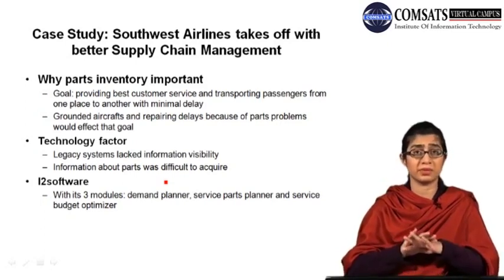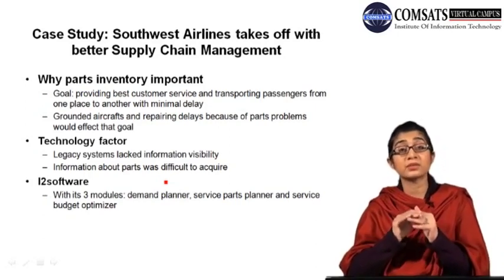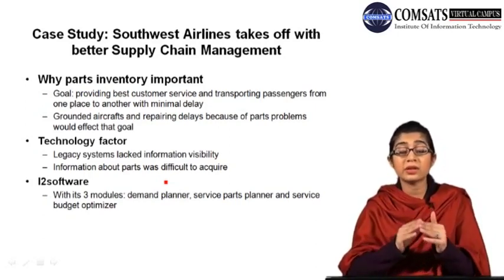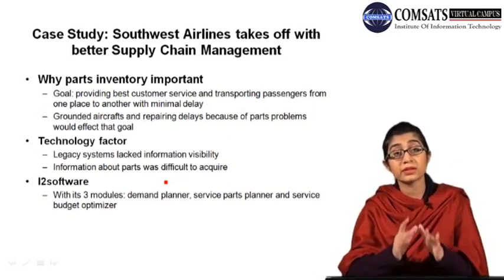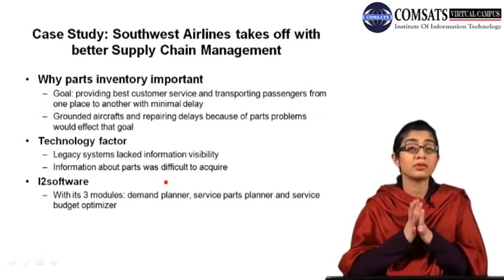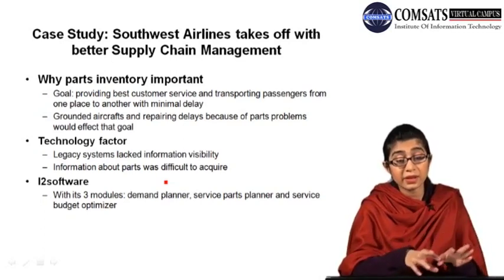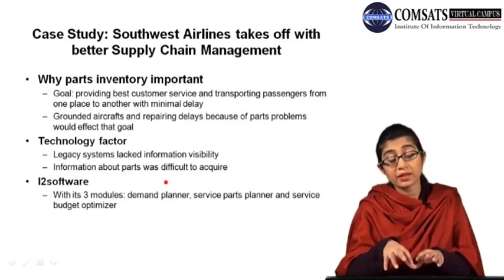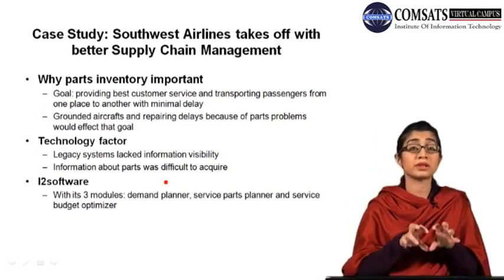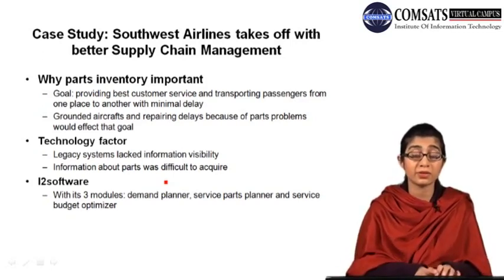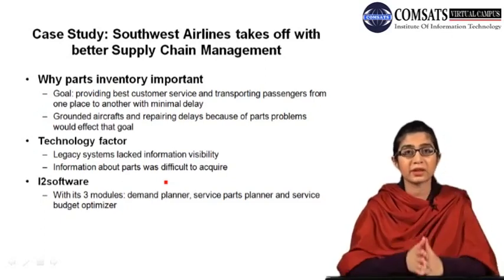And that is very, very simple. Why was it important for them to do all this? Because their basic goal was to provide the best customer service and transport passengers from one place to another with minimal delay. This goal was being affected by this inventory problem. Grounding aircraft and repairs delayed because of parts problems would affect that goal. So the delays from grounding the aircraft and the time repairs were taking were directly affecting their goal.